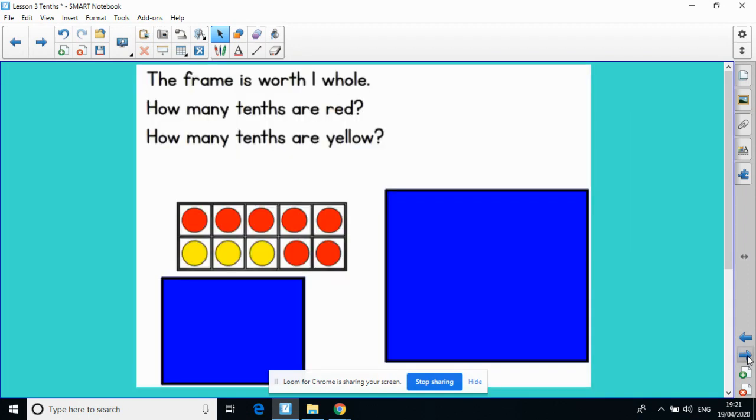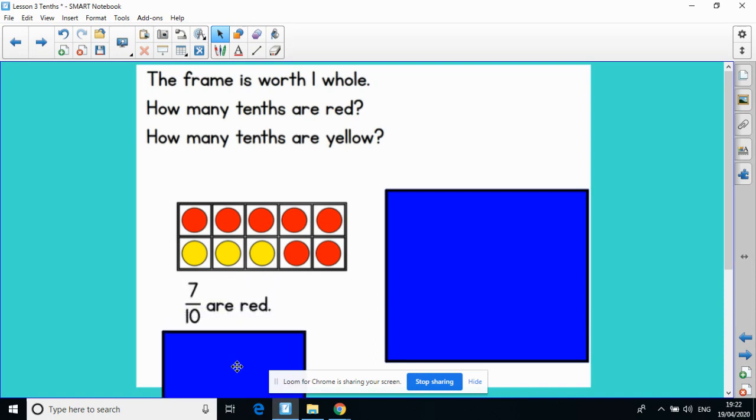The frame is worth 1 whole. How many 10ths are red? Here is the 10 frame. There are 10 counters. How many 10ths are red? 1, 2, 3, 4, 5, 6, 7. 7 out of 10 are red.